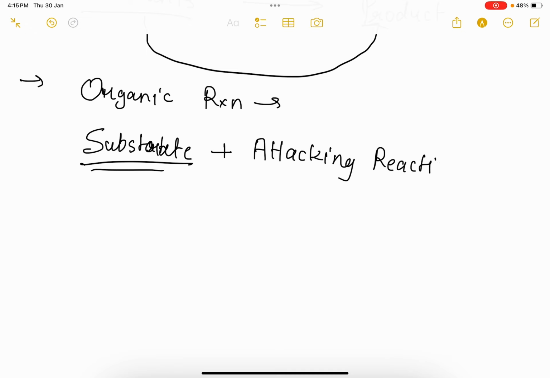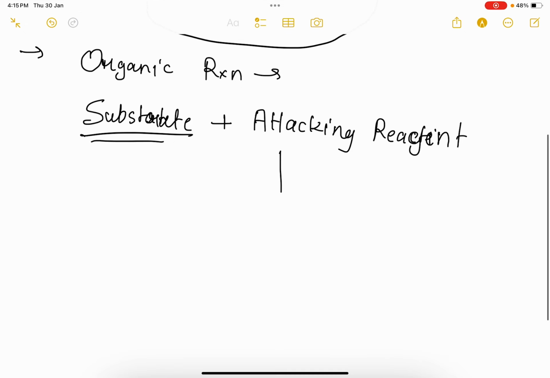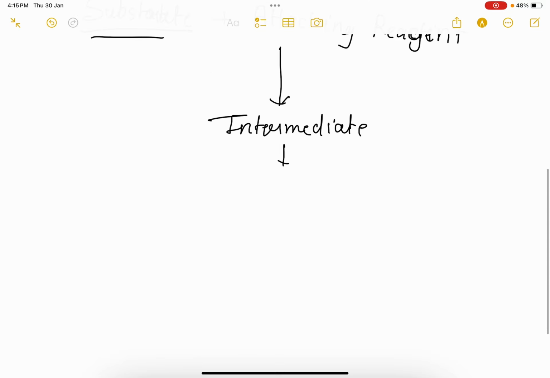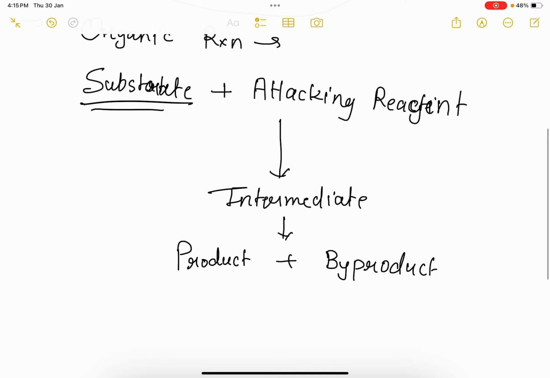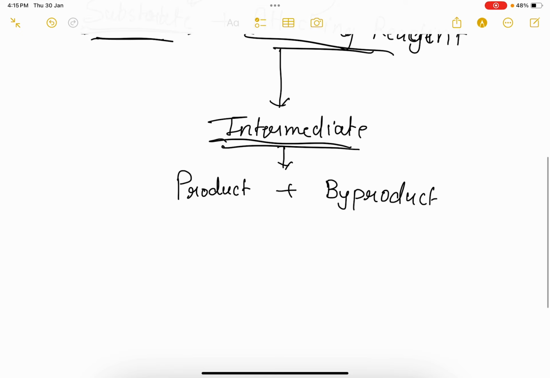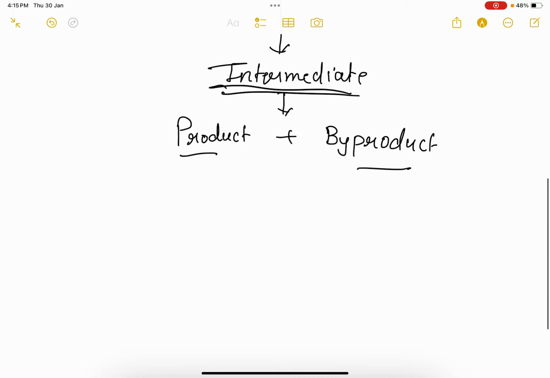Substrate and attacking reagent are reactants which are converted into intermediate, and the intermediate is converted into products and byproducts. So in organic reaction the reactants are of two types. First is substrate and the second one is attacking reagent. The attacking reagent attacks on the substrate and they form an intermediate, and the intermediate is converted into products and byproducts.